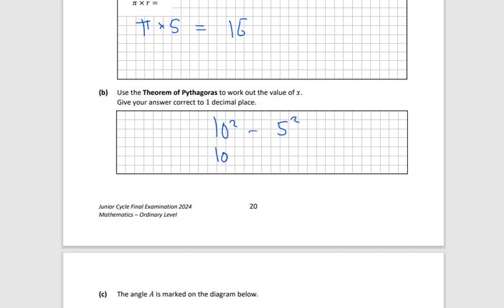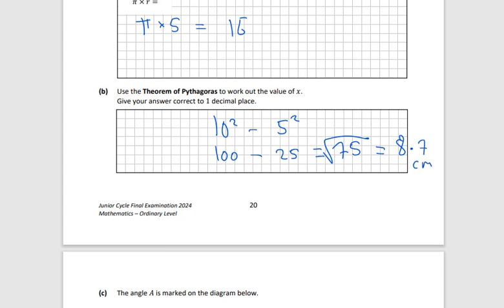So 10 squared is 100, 5 squared is 25. We subtract them, that gives us 75. And my last step then is to square root the 75. And I get 8.7 when I round it off to 1 decimal place. That's my answer.